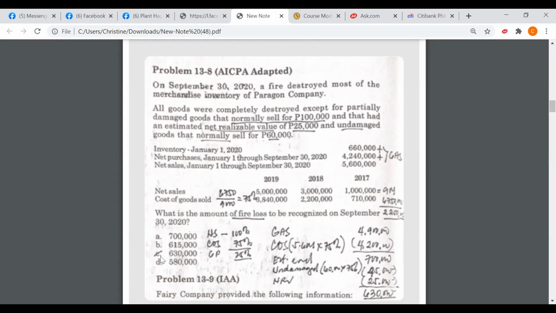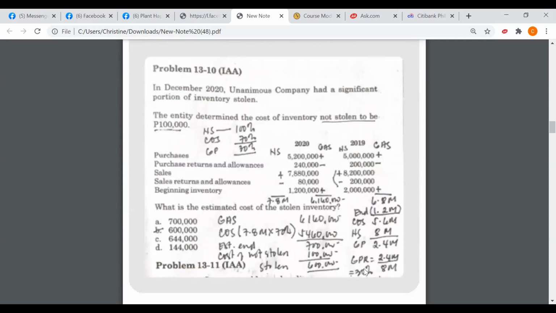So that's letter C. Don't forget to reduce the sales price of undamaged goods into cost. The next one is 13-10.